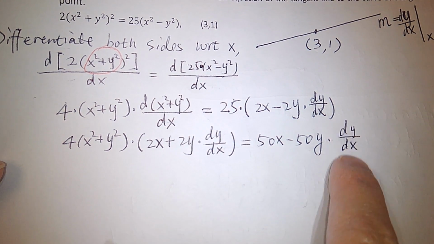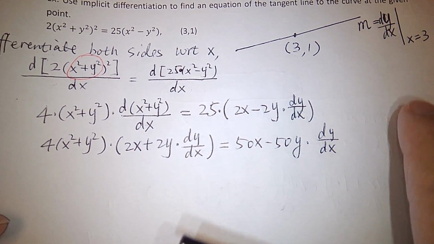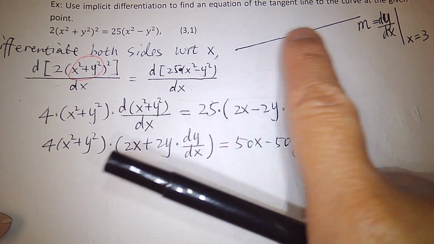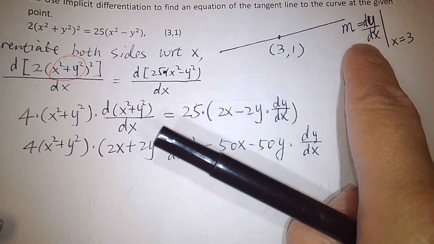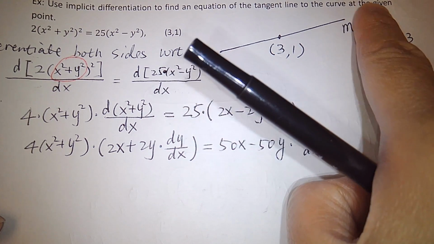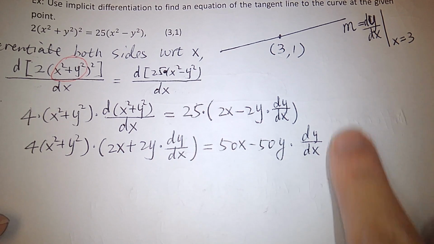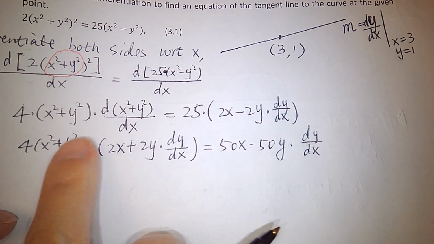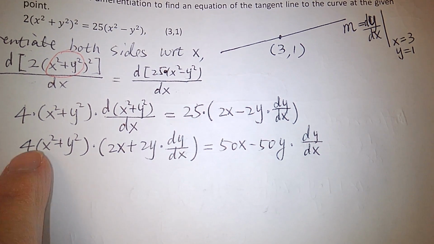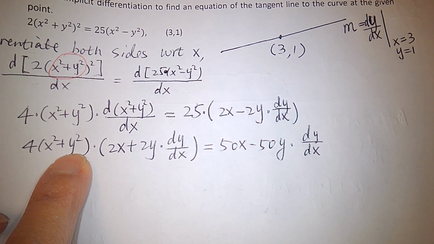dy over dx. Now for this question, everybody, we want to find the slope of the line. What is the slope of the line? The slope of the line is dy over dx when x equals 3 and what? y equals 1, right? Why do we need to use y equals 1? Because in this line, we not just need the x, we also need the y value.